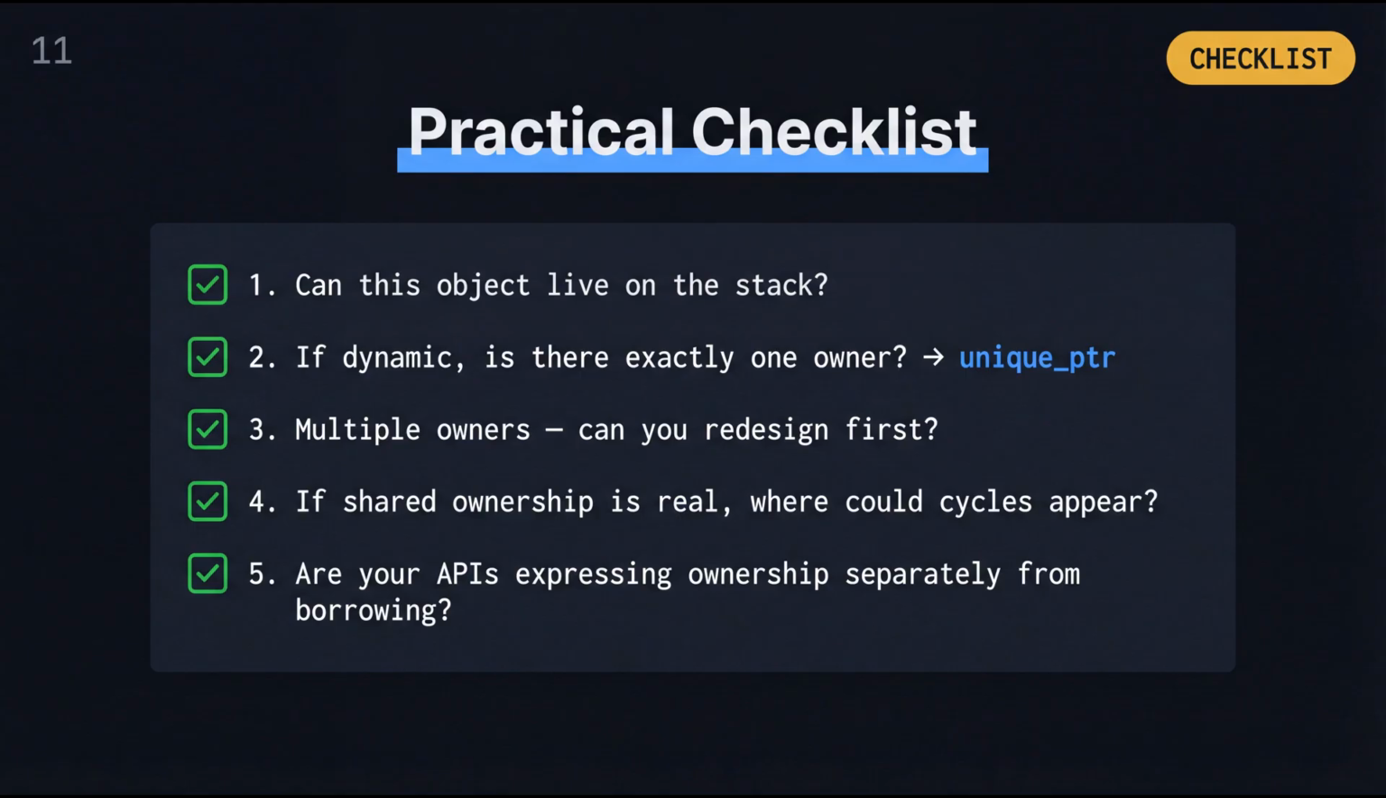5. Are your APIs expressing ownership separately from borrowing? Functions that borrow should take references, spans, or string views. Functions that take ownership should take unique pointer by value. These 5 questions will guide you to the correct lifetime strategy every time.